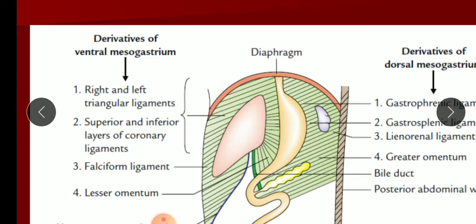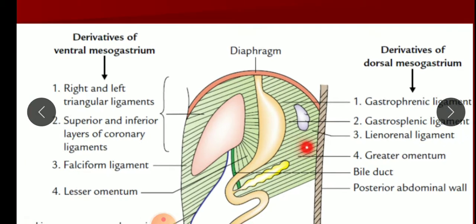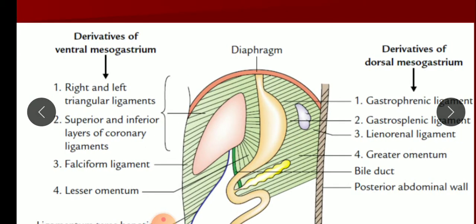Fine. So now what happens to your dorsal mesogastrium? In the dorsal mesogastrium, you have got the spleen developing. So the spleen is actually a mesodermal derivative in the dorsal mesogastrium. So what happens with the developing spleen? This dorsal mesogastrium is now split into this part. What do you call that part? That part from the stomach to the spleen. What do you call that ligament? That is the gastrosplenic ligament.